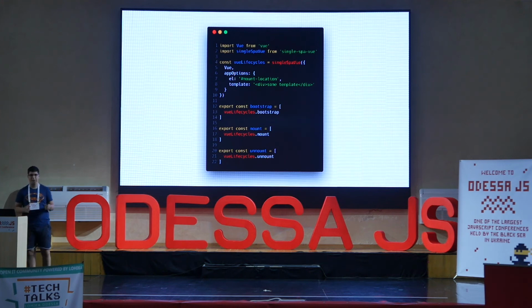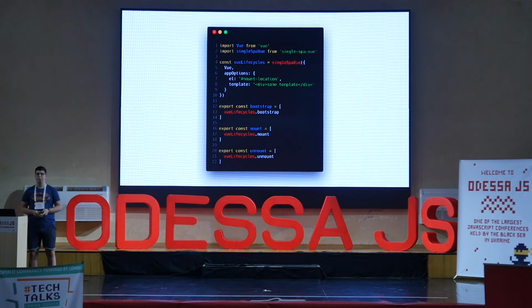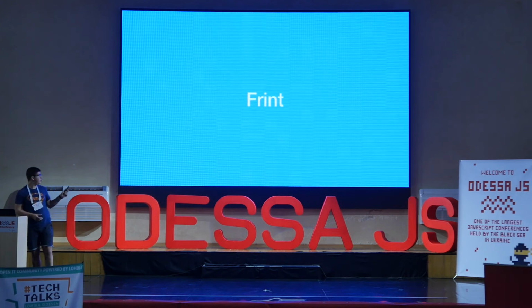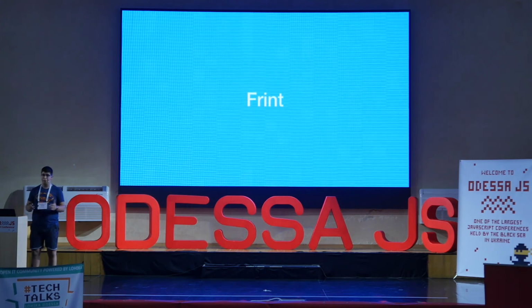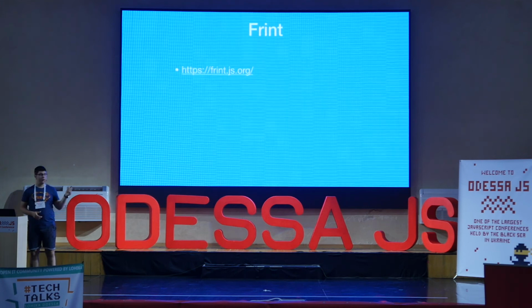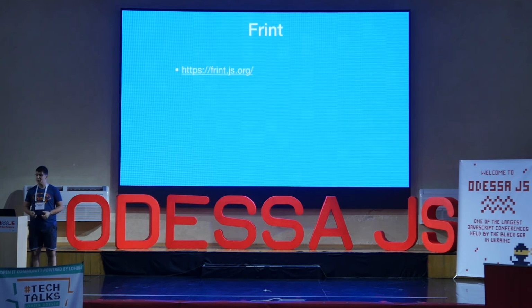It's really simple. Single SPA, I think, has like 500 lines of code, so it's small and simple to understand and use. And the last thing from the implementation list is Frint. Actually, I found this like 1 month ago. Frint is living on frintjs.org. You can find it there.